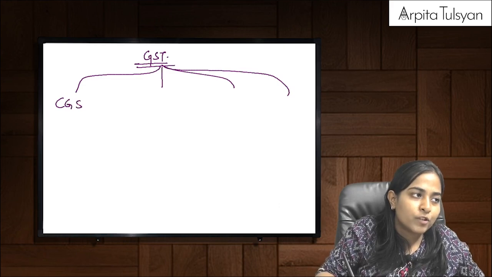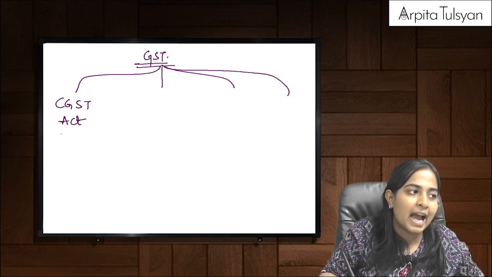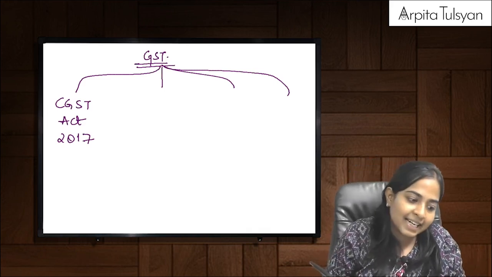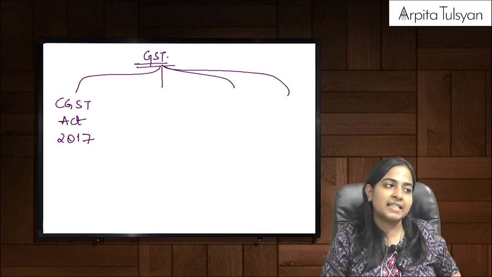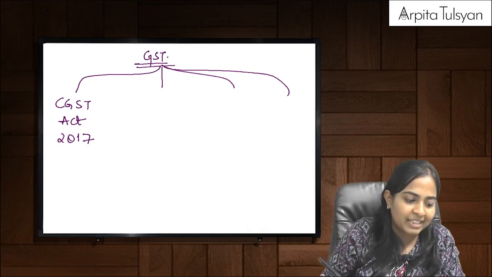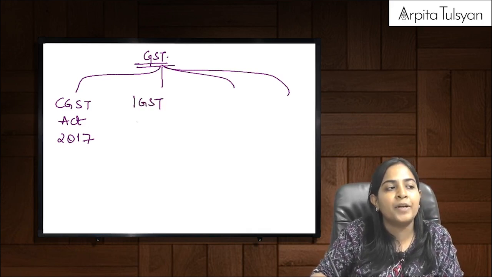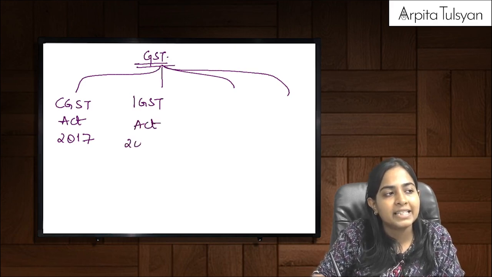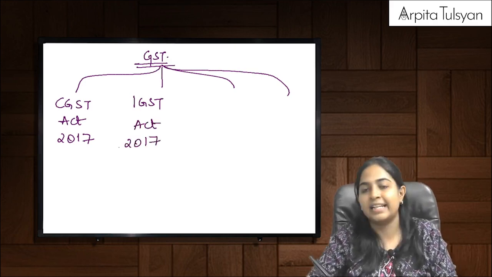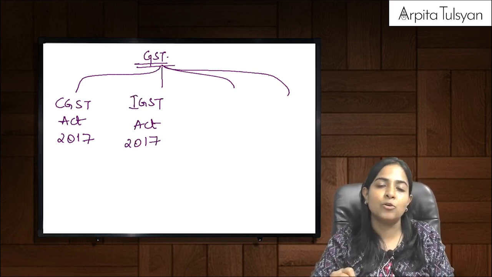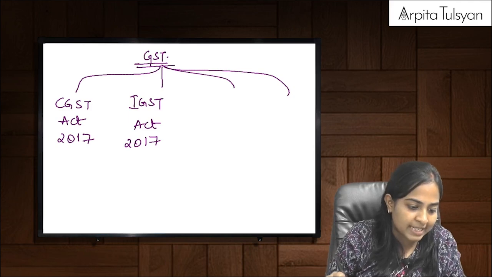First one was your CGST Act 2017. Can you tell me the full form of CGST Act? Central Goods and Service Tax Act 2017. This came into picture. Then there was another law which came into picture called IGST Act 2017. I here stands for Integrated. Okay, Integrated Goods and Service Tax Act 2017.